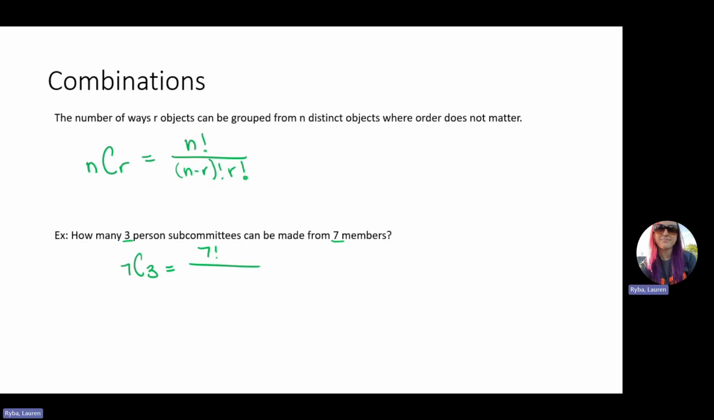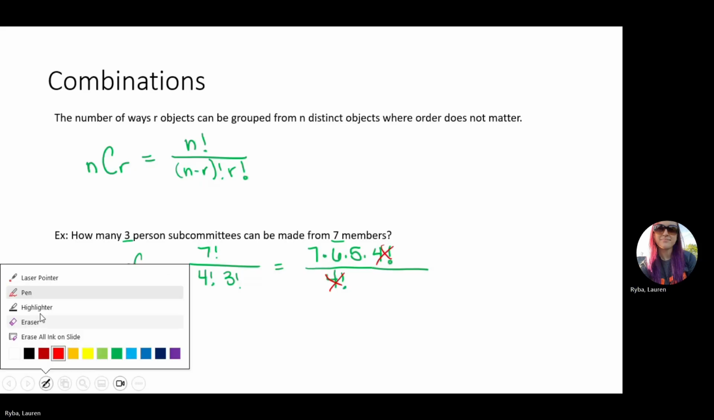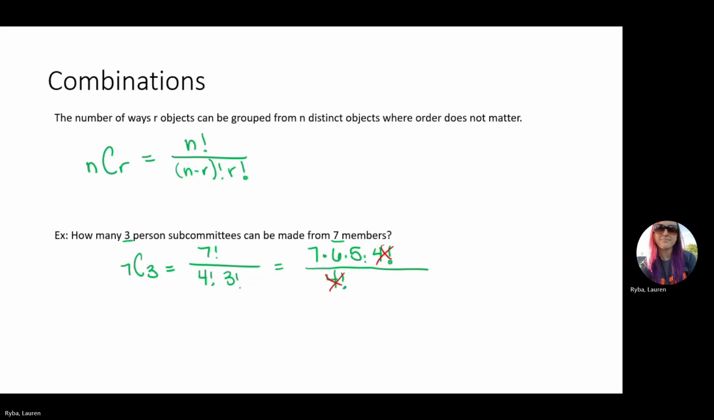We're going to subtract them. That's 4 factorial. And then we also need r factorial, so 3 factorial. So I would write the top as 7 times 6 times 5 times 4 factorial, so that it can cancel out the 4 factorial on the bottom. And then write out my 3 times 2 times 1.